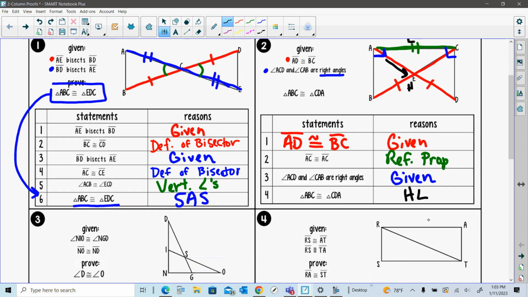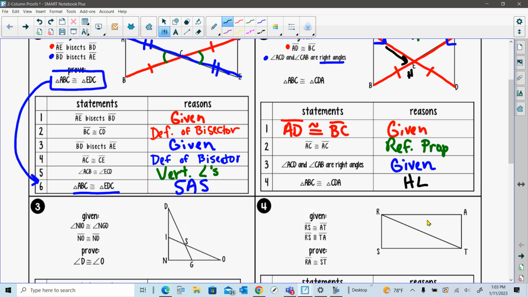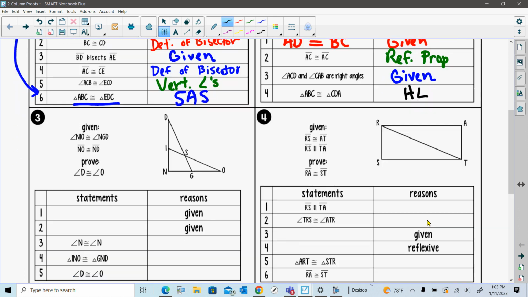So you are going to have some that are overlapping. So you just kind of might have to separate them or color code it or highlight it to help you see.